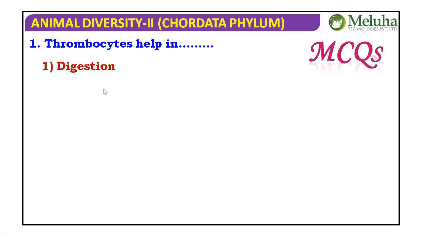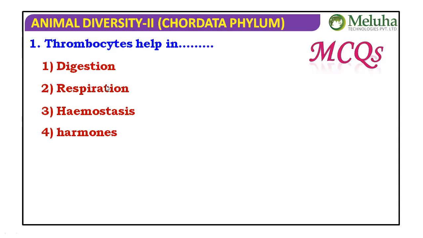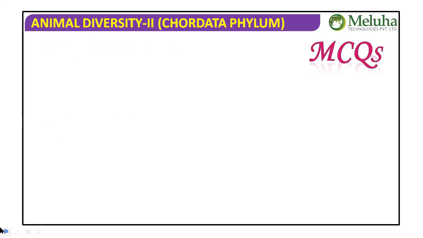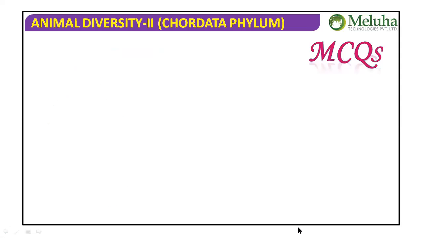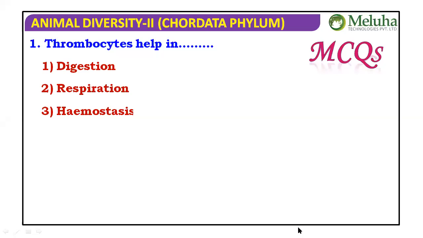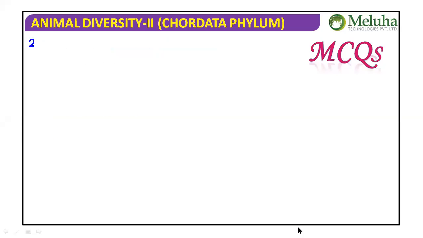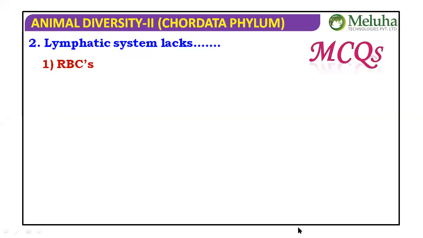So now let's go with some questions here. Thrombocytes help in clotting of blood. The clotting of blood is termed as hemostasis. Okay, we have completed this. Next, I will go to the second question. The lymphatic system lacks RBCs. Very good.